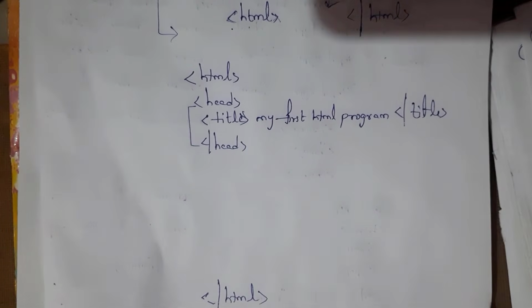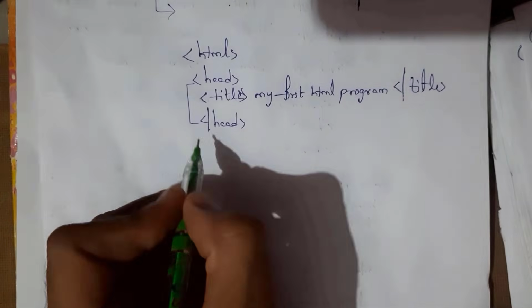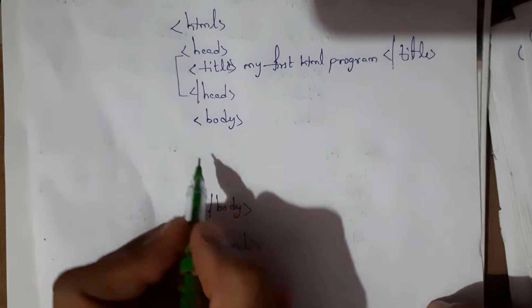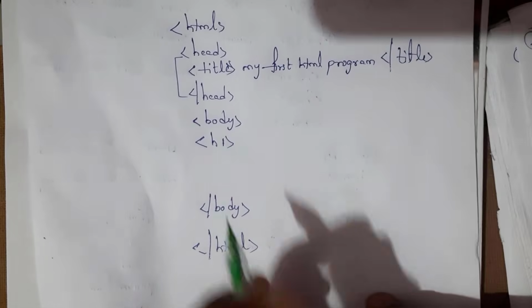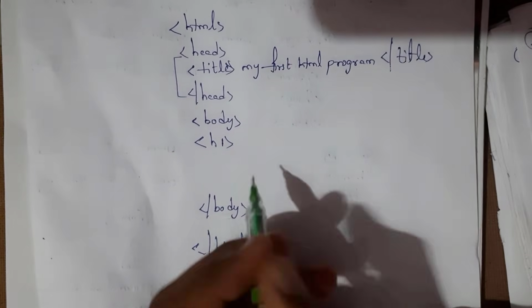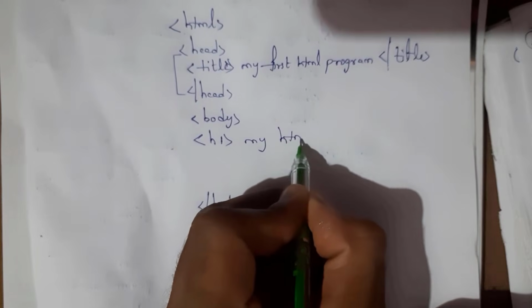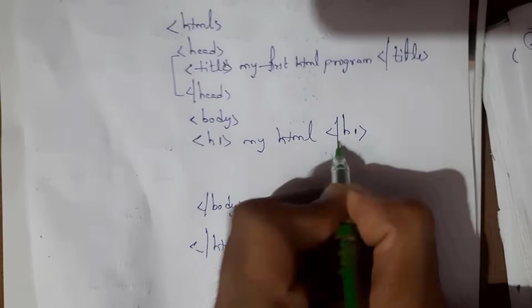In head, we need to write title, and whereas in body, we are going to write actual program. So I'm going to open body tag and I'm going to close this body tag. Inside body, I'm going to write main program. I'm going to give heading here where H1 stands for heading. Heading is my HTML. This is heading. We need to close this.